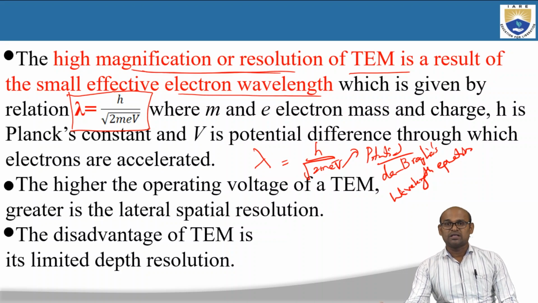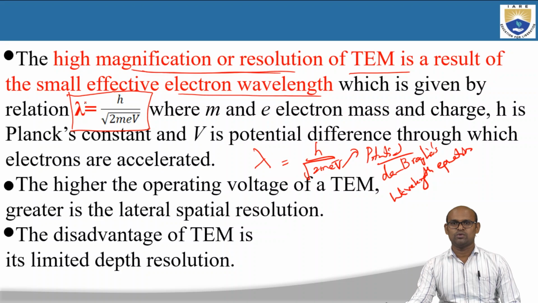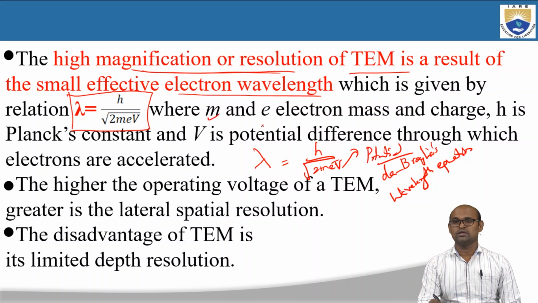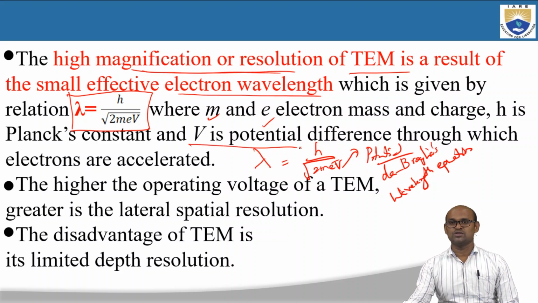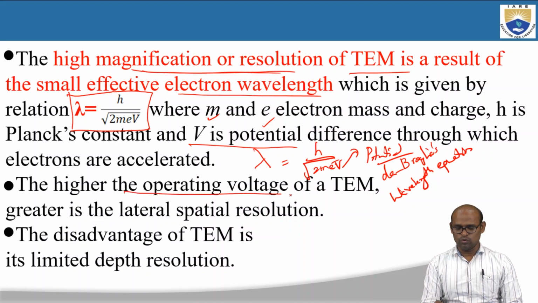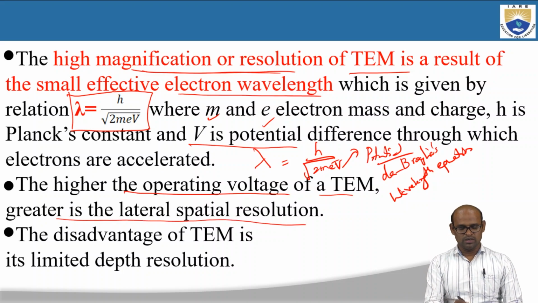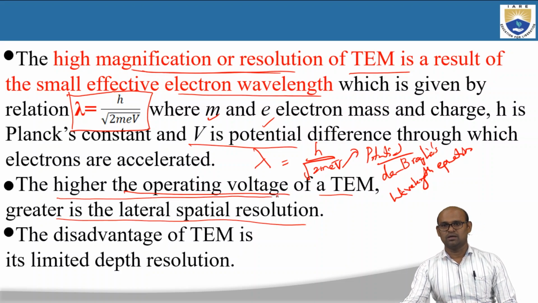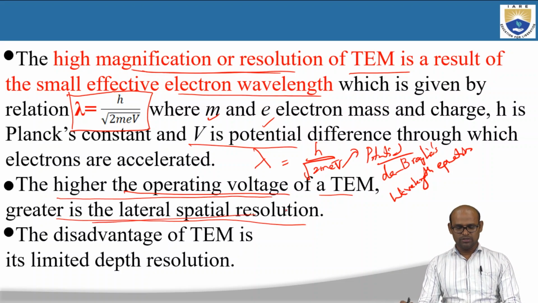So the high magnification or resolution of this transmission electron microscope comes from the effective electron wavelength given by lambda = h / sqrt(2mEV), where m is the mass of the electron, E is the electron charge, h is Planck's constant, and V is the potential difference through which the electrons are accelerated. The higher the operating voltage of a TEM, the greater the lateral spatial resolution. So as we consider a higher voltage of this transmission electron microscope, or acceleration of these electrons, we are going to see higher lateral spatial resolution.